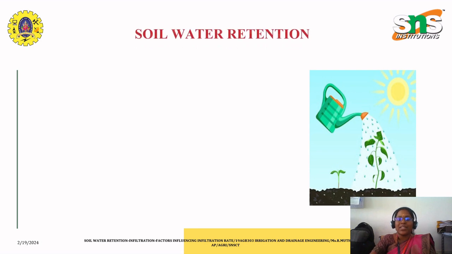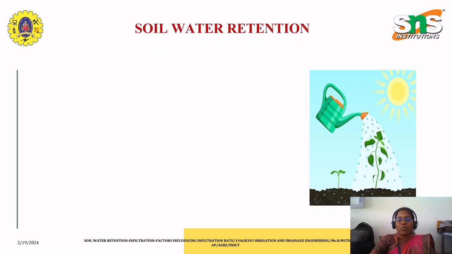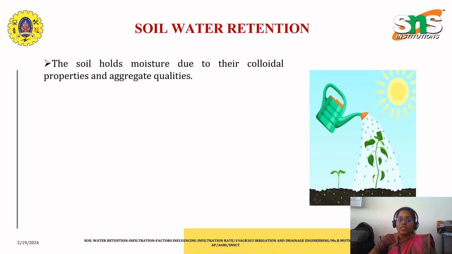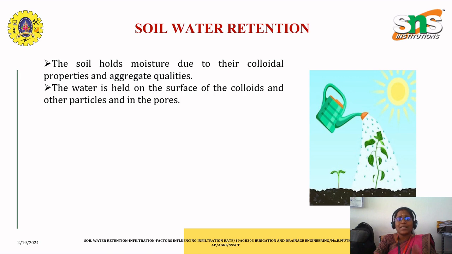From the word itself, it is really clear that whenever water has been poured over a soil, there is a period of time that the water gets retained. So that term is said to be retention. It is a property where the soil holds moisture due to its colloidal properties and aggregate qualities. Usually, this is held on the surface of the colloids and other particles under the pores. This happens depending on the soil's nature.